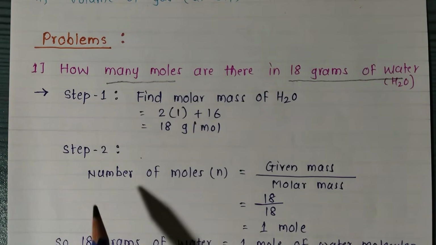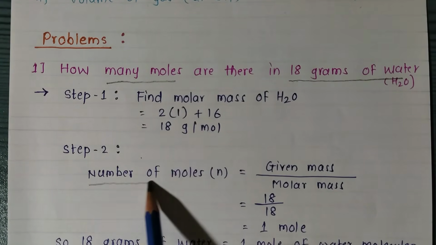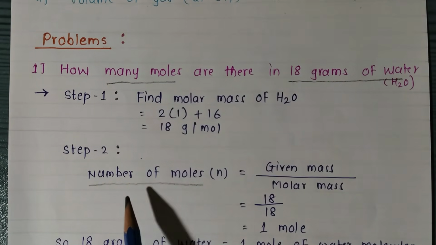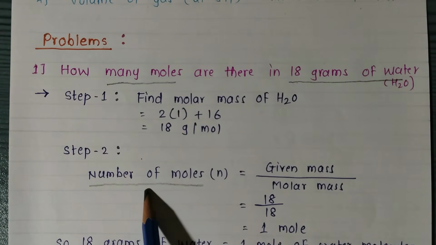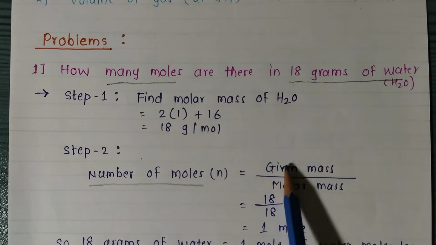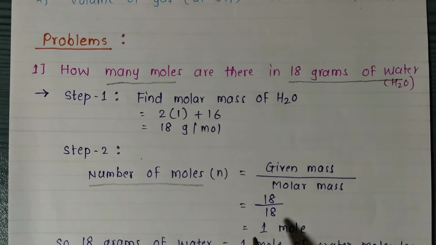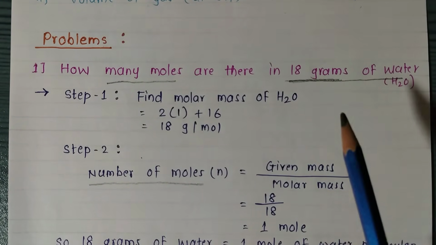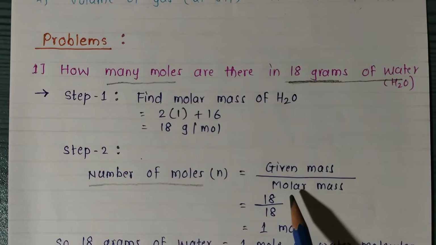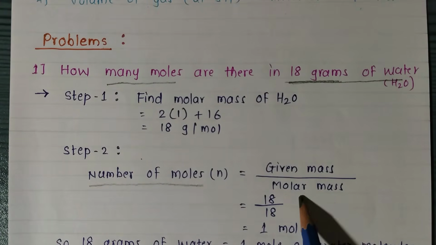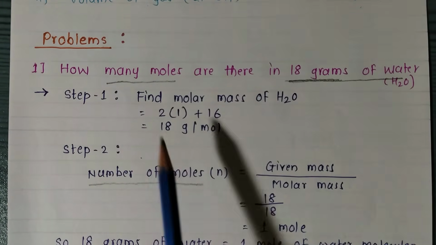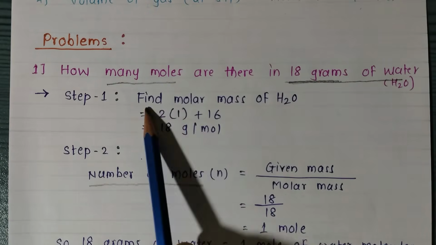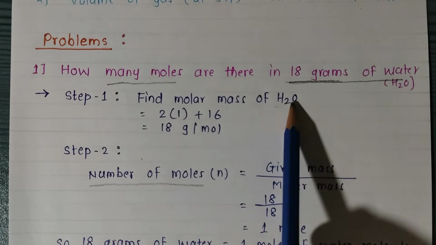So as we know, we are asked to calculate the number of moles. To calculate the number of moles we have the formula given mass divided by molar mass. This 18 gram is the given mass. But what is the molar mass? So we should calculate the molar mass first. In the first step we find the molar mass of water.